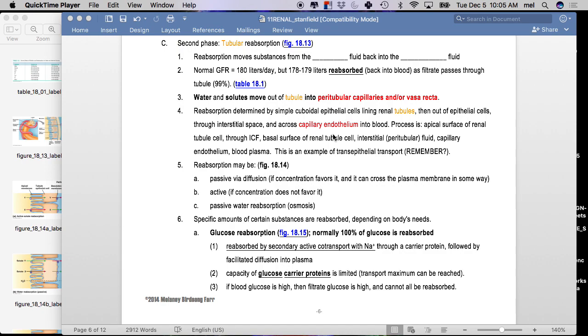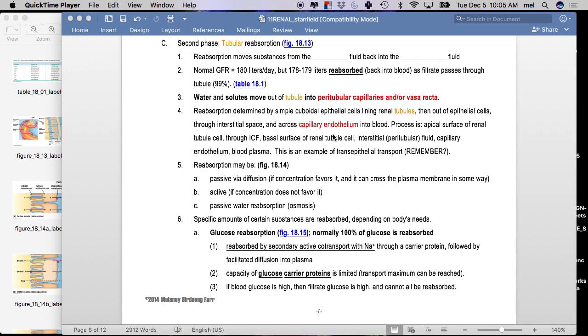Okay, so what we did last time was filtration. Filtration is moving stuff from what fluid to what fluid? Blood to the filtrate, right? And now we're going to do reabsorption. It's called tubular reabsorption. You move stuff from what fluid to what fluid? Filtrate back into the blood.